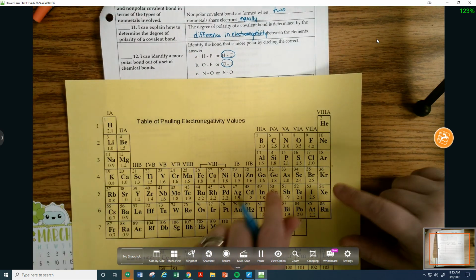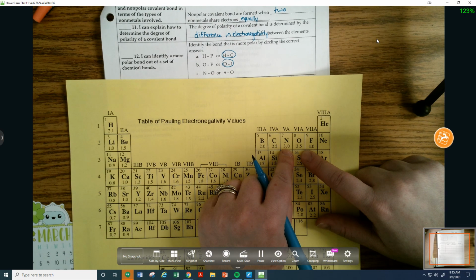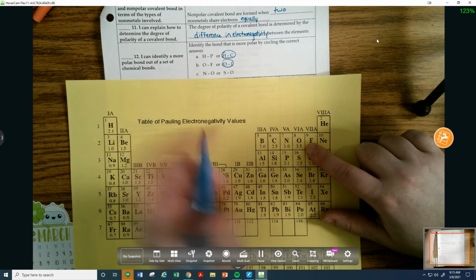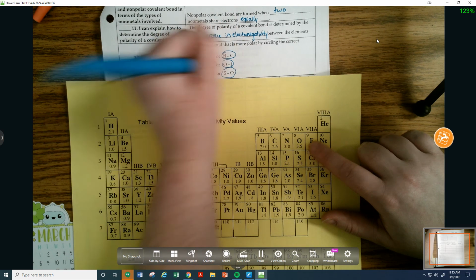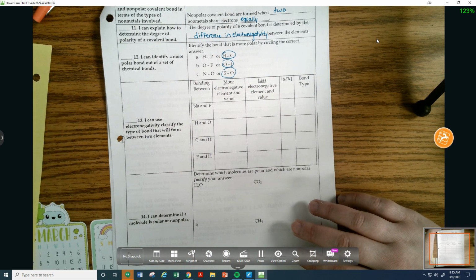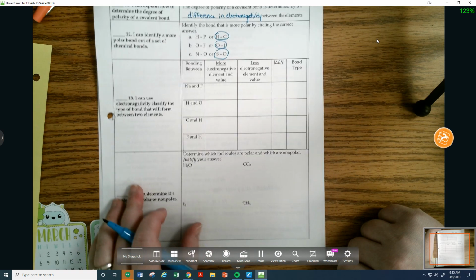N and O, or S and O, so the bond between a nitrogen and an oxygen results in 0.5. S and O results in a difference of 1. So all three on the right are more polar because they have a greater difference in their electronegativities than the ones to the left. Then here you're just filling in the table, kind of like what we did in the assignment notes.